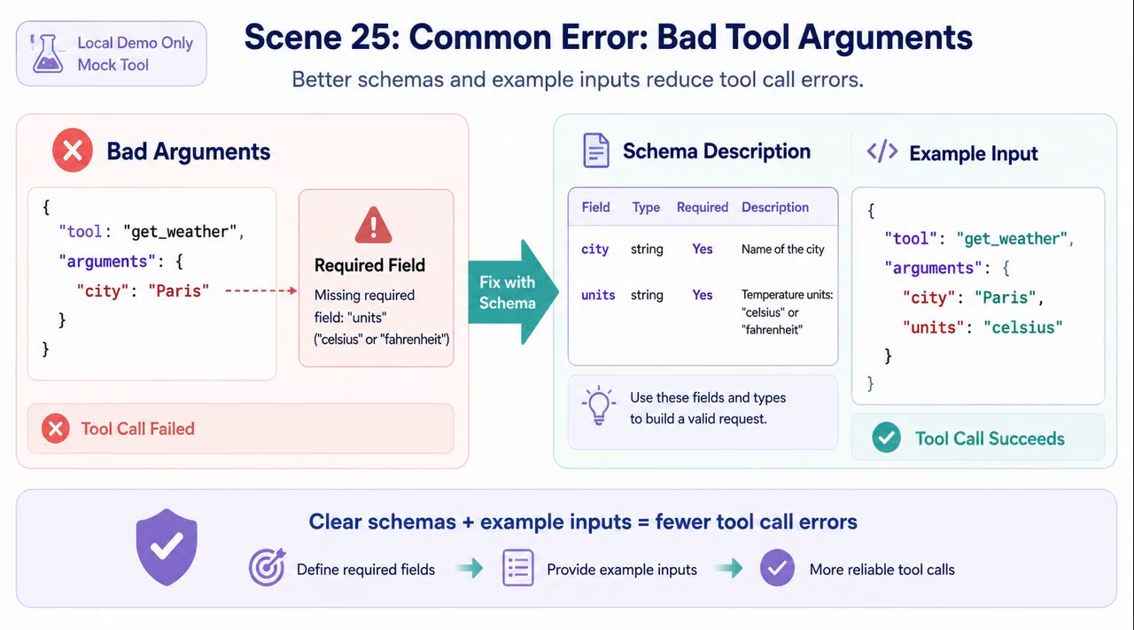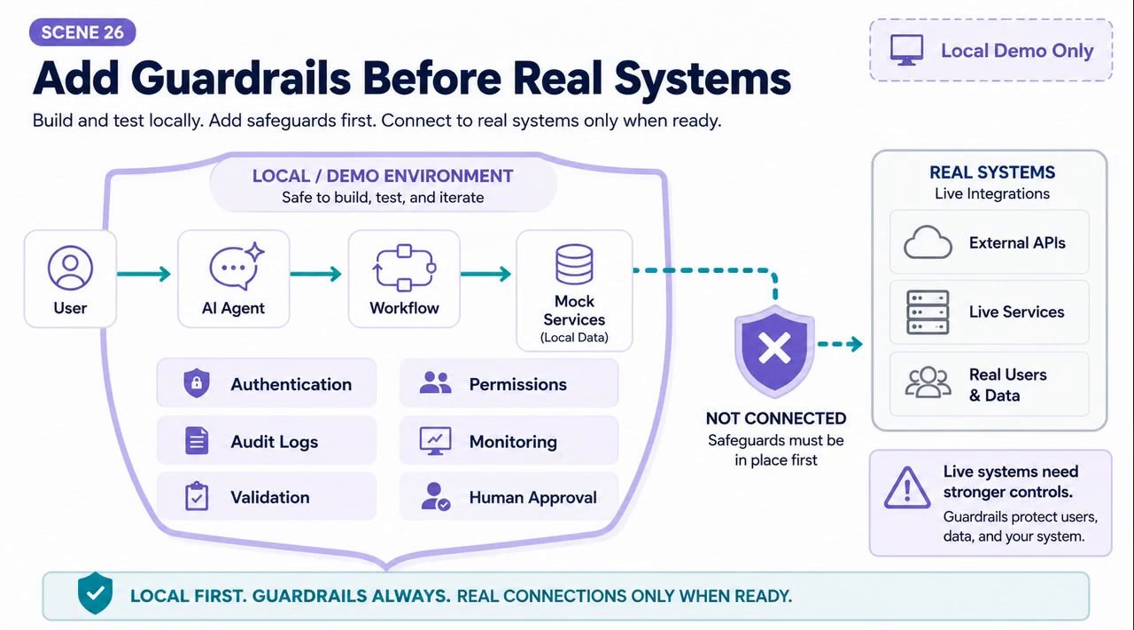This sets up the next important point, common error, bad tool arguments. Sometimes the server connects but a tool call fails. This often means the arguments do not match the schema. The agent may send the wrong field name. It may miss a required field. Improve tool names, descriptions, and schema descriptions. Add clear examples like mock customer 001. Better metadata helps the model choose and call tools correctly.